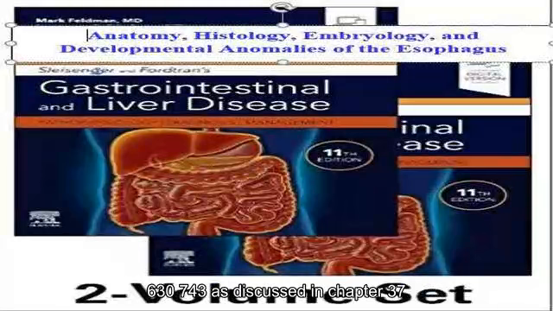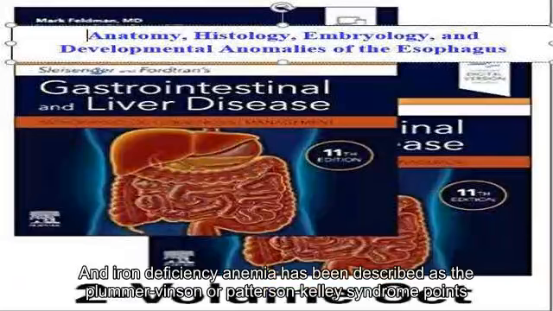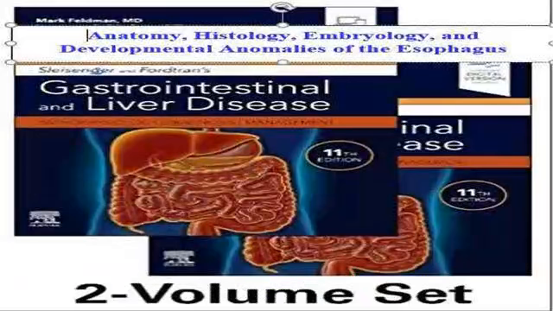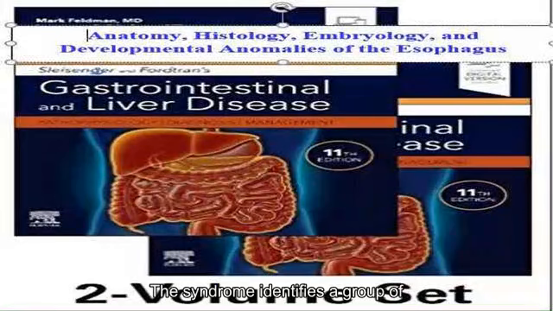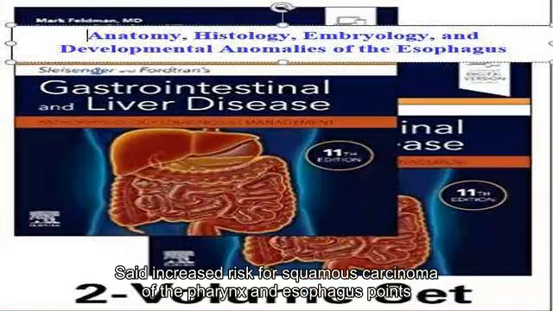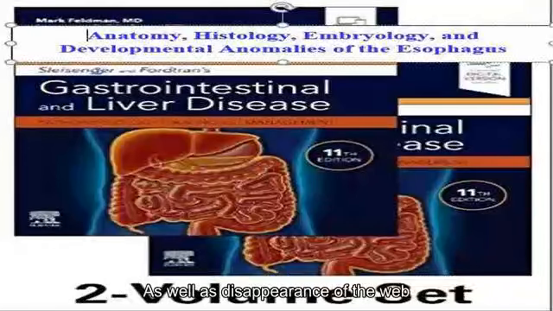As discussed in Chapter 37, an association in adults of cervical esophageal webs, dysphagia, and iron deficiency anemia has been described as the Plummer-Vinson or Patterson-Kelly syndrome. The syndrome, although uncommon, occurs primarily in women. There may be an association between Plummer-Vinson syndrome and celiac disease. The syndrome identifies a group of patients at increased risk for squamous carcinoma of the pharynx and esophagus. Correction of iron deficiency in Plummer-Vinson syndrome may result in resolution of the associated dysphagia as well as disappearance of the web.